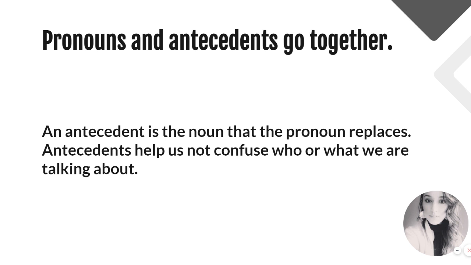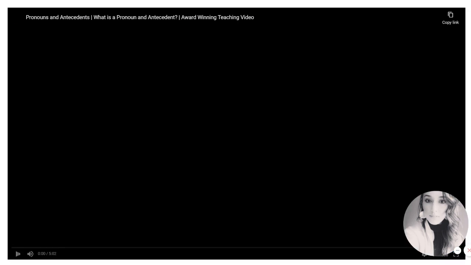Okay. All right, so let's take a look at pronouns and antecedents. They go together. An antecedent is a noun that the pronoun replaces. Antecedents help us not confuse who or what we are talking about, especially in a long paragraph. You could be talking about like 3 different people, and if they're all male characters, we can't just keep saying he, because which character are you talking about? So it can be a little confusing. So that's why we have antecedents.